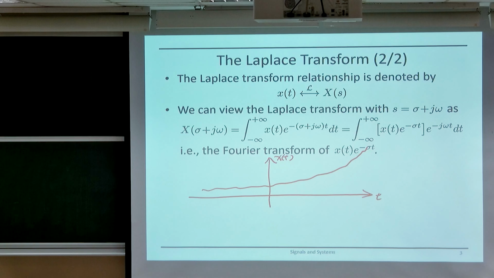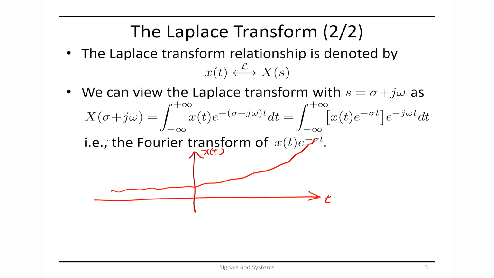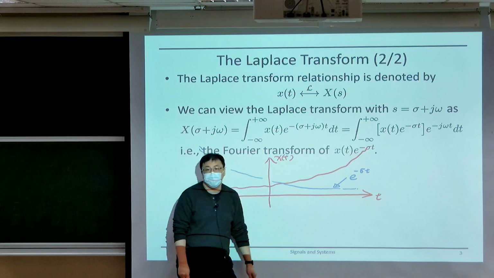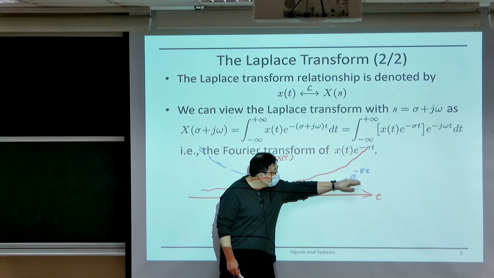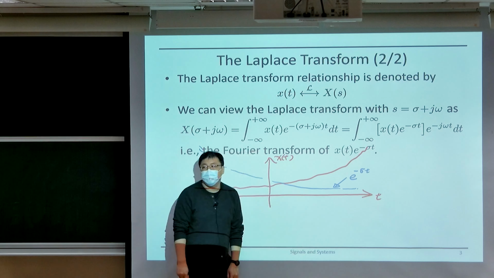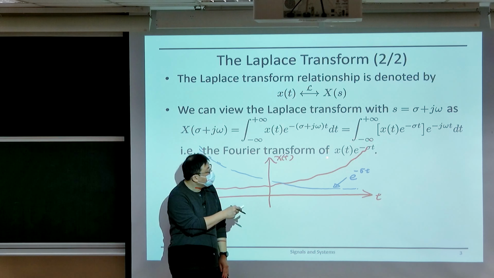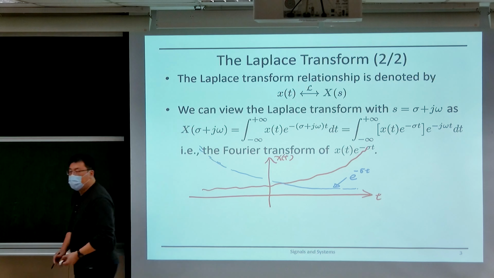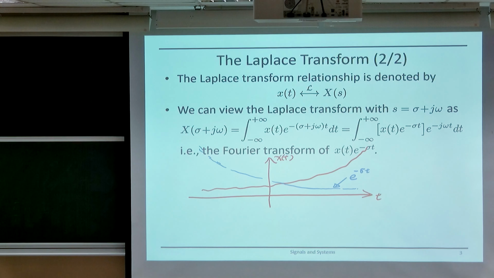If you multiply this signal with a decaying exponential like this, suppose that this is e to the minus sigma t, then by choosing sigma large enough such that it decays and suppresses this enough, this thing can become absolutely integrable.